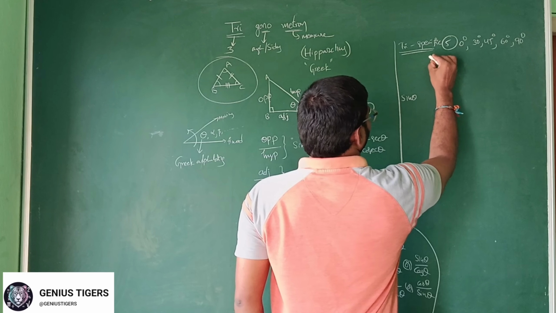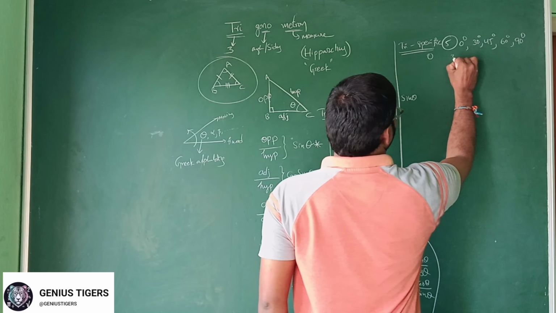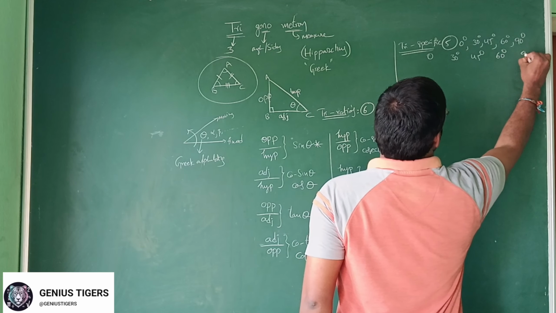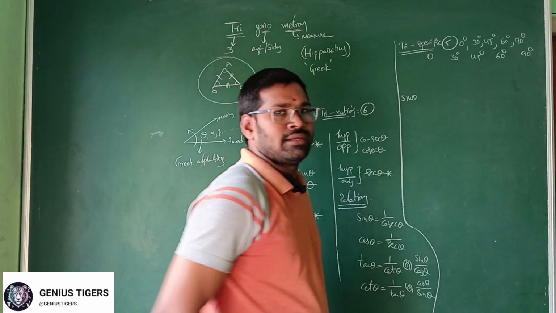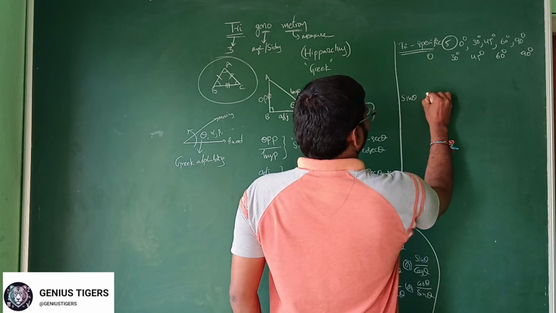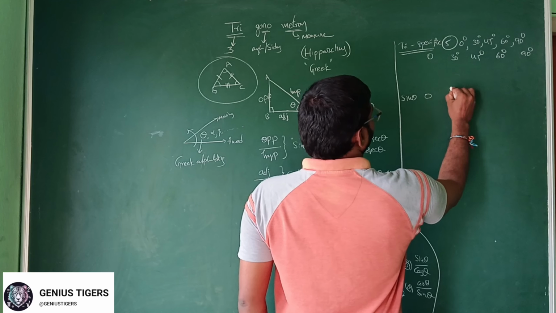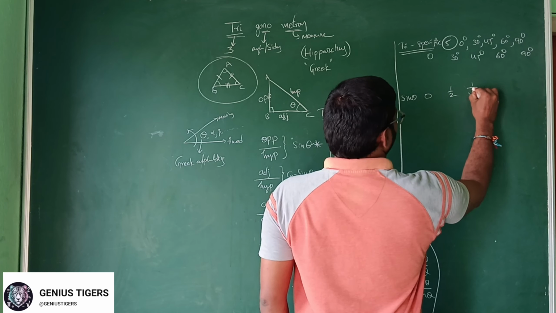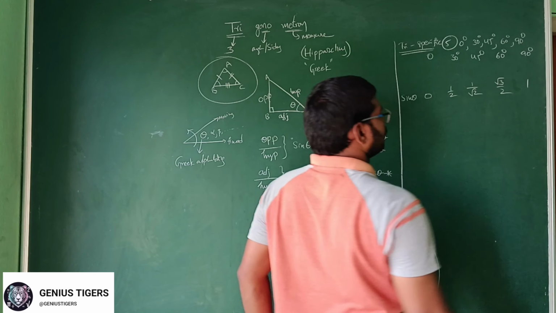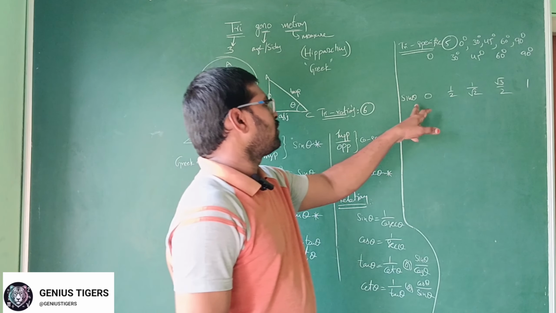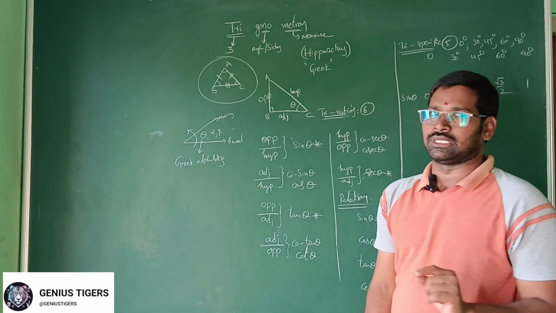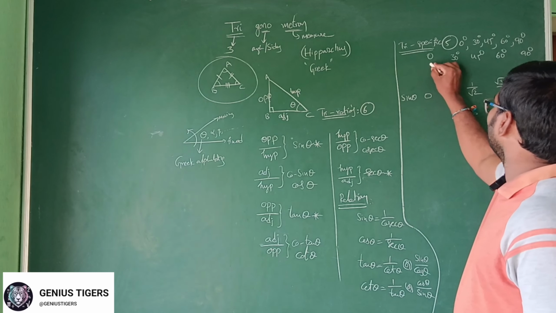Now for sin theta, take 0, 30, 45, 60, 90. First sin 0 is 0, sin 30 is 1 by 2, sin 45 is 1 by root 2, sin 60 is root 3 by 2, sin 90 is 1. How will we get these values? We have proofs, but here I will tell a small trick.